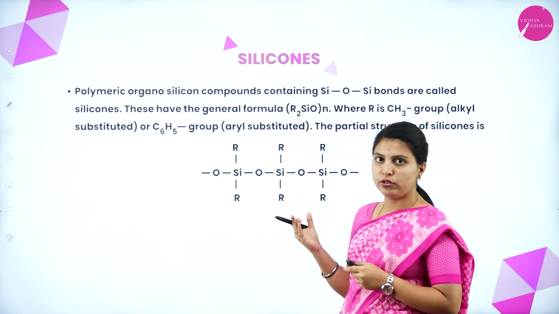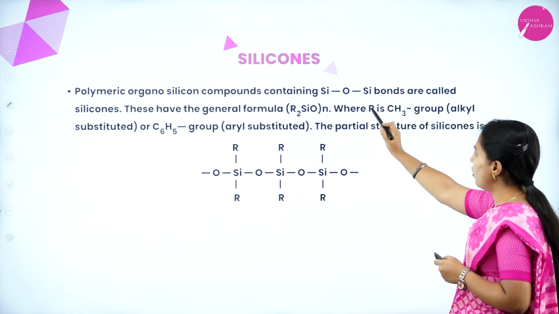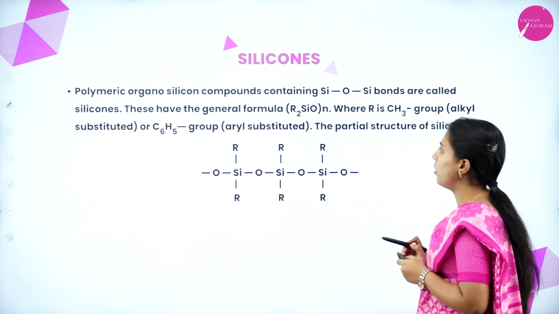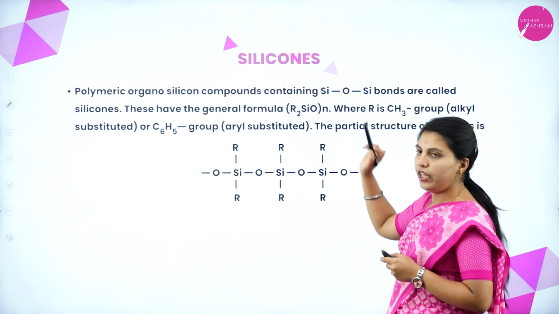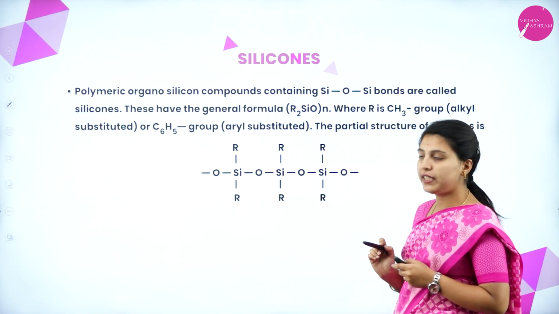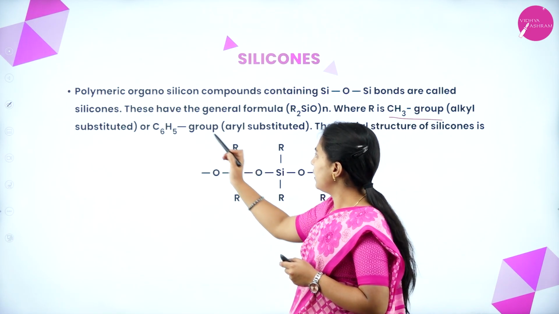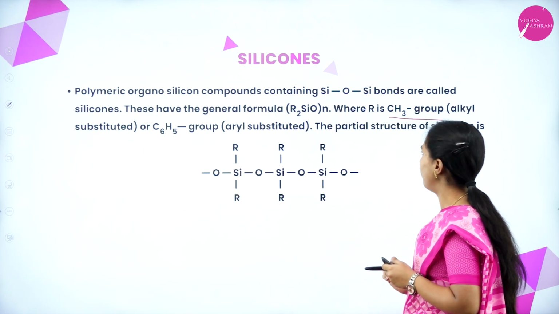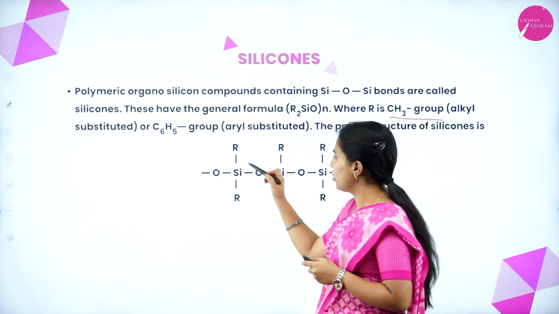Next, silicones. Polymeric organosilicon compounds containing silicon-oxygen bonds are called silicones. They have the general formula R2SiO, where R is a CH3 group, that is methyl group, or alkyl or aryl substituents can also be present. The partial structure of silicones is this one, R2SiO.